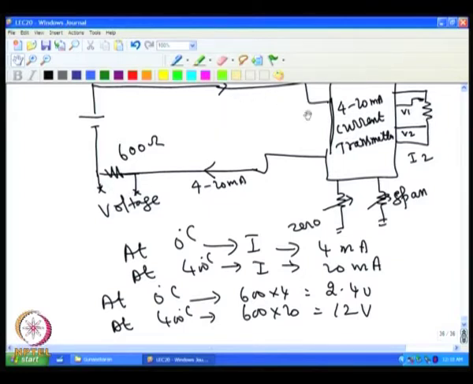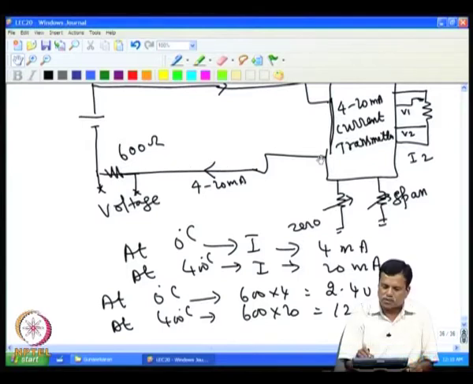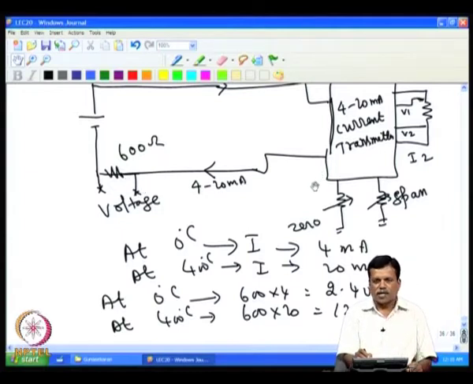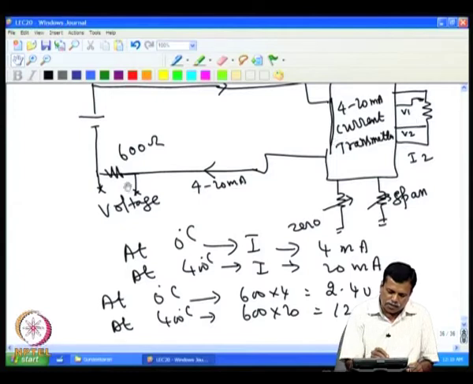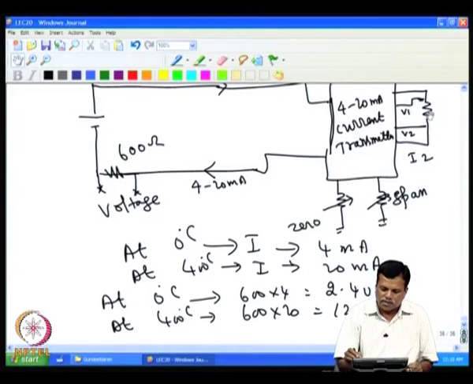These lines can be few kilometers, that is what happens in the process control industry: this will be actually in the field and this will be in the control room, and the distance invariably goes a few kilometers, and you see that the temperature is correctly reproduced, the voltage here correctly gives you the temperature indication of the object which is attached to this.